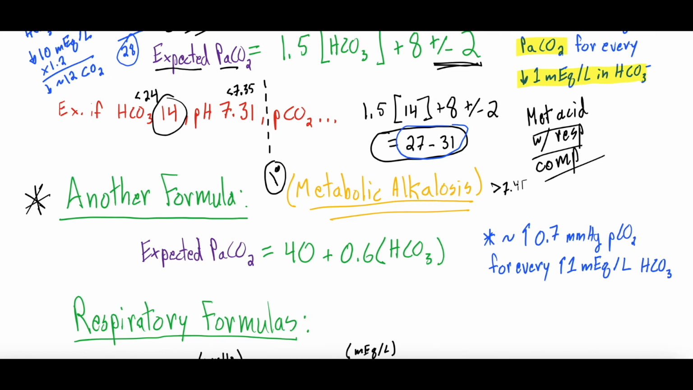7.45, and a bicarb level that's going to be high, right? Because metabolic alkalosis, bicarb is a base. So if you have a high bicarb, you have a metabolic alkalosis as your primary disorder.